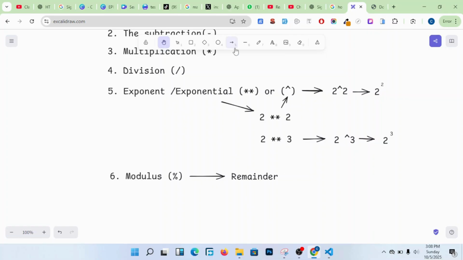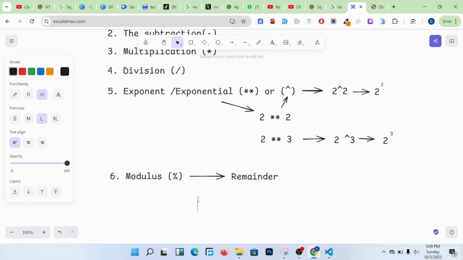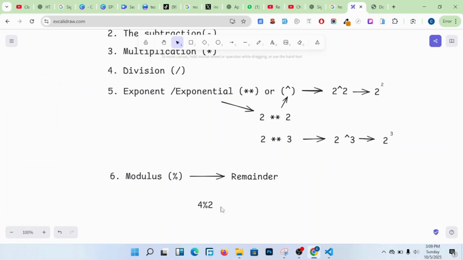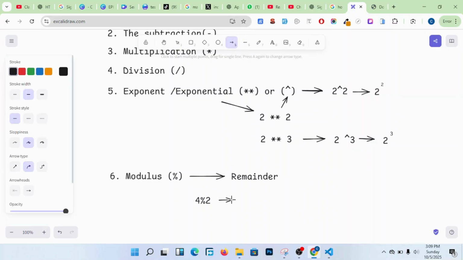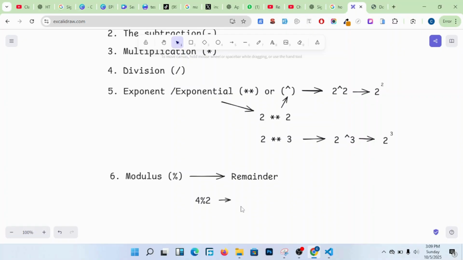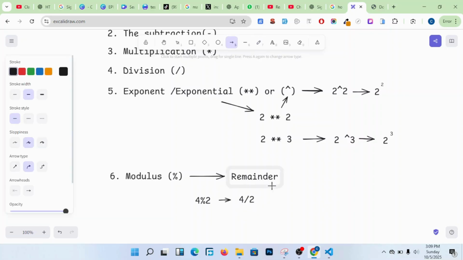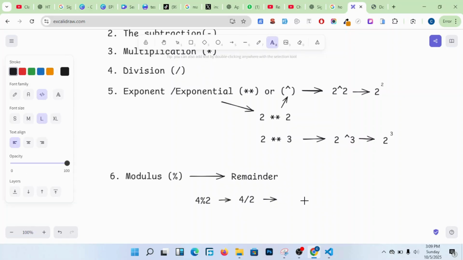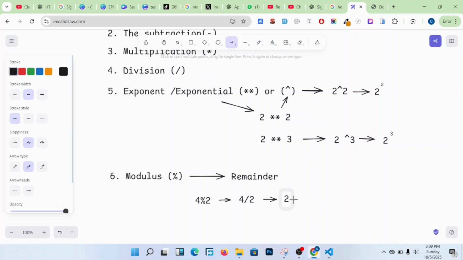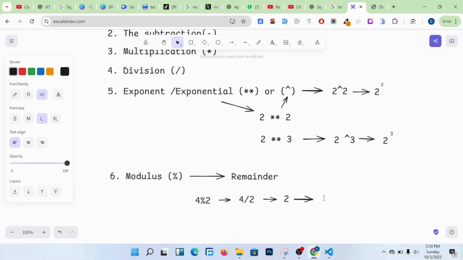So what does this one mean? Remainder. If I say 4 modulus 2, it's not percentage, though someone may see it like a percentage. This one means that when you divide 4 by 2, which remainder do you get? 4 divided by 2, what do I get at the end of the day? I get 2. Is there any remainder that I've gotten here? There is no remainder. So the remainder is 0.